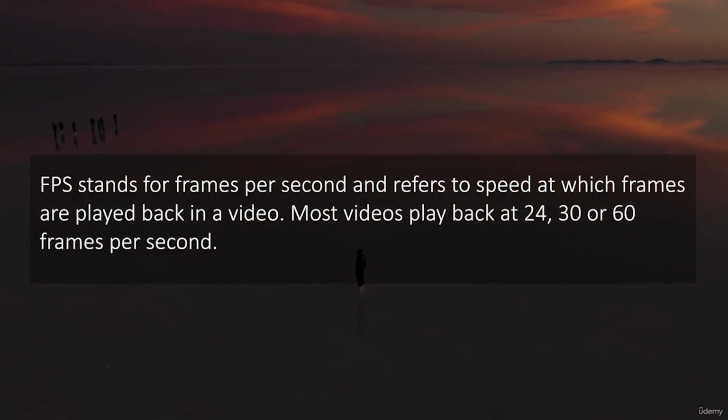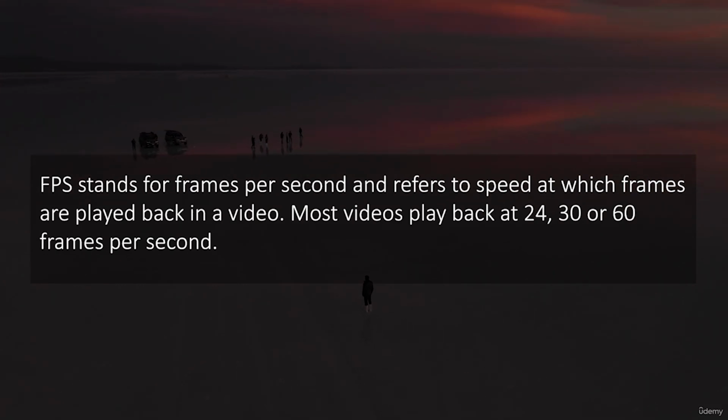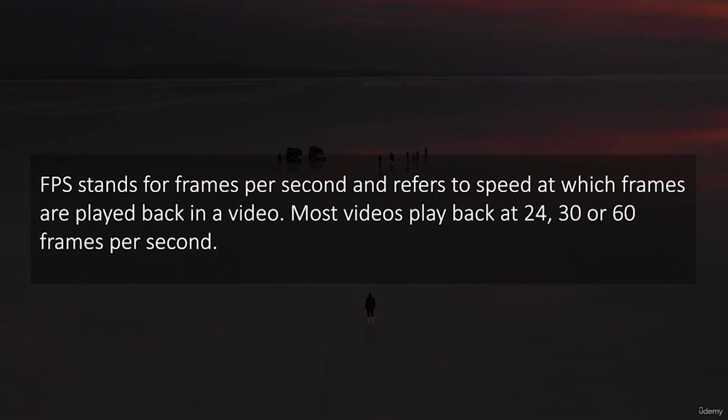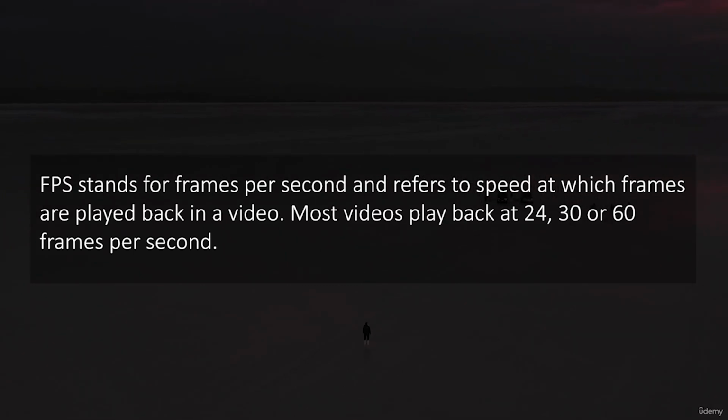FPS stands for frames per second. We have already discussed it. So, it refers to the speed at which frames are played back in a video. Most videos play back at 24 fps, 30 fps and 60 fps. These three are most common.